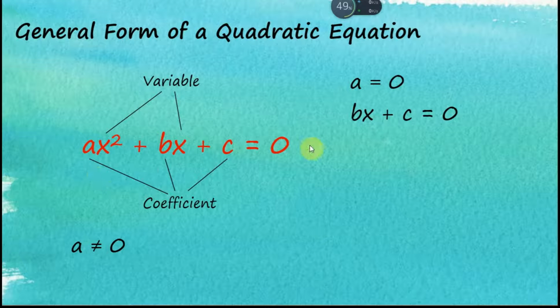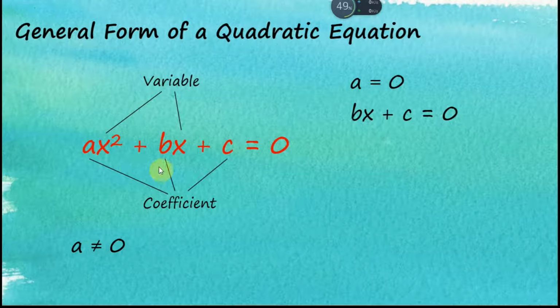So in this general form, we put the x squared term as the first term, the x as the second term, and the coefficient without x as the third term. And then on the right hand side, we must have a 0 here. We cannot have a number, it must be 0. So this is called the general form.